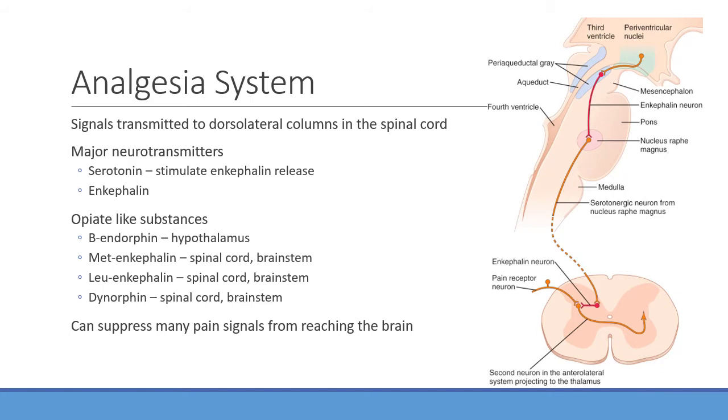And that's good because we don't necessarily want to always have these really strong pain signals. We want to be able to deal with it to some degree. You're going to find that the neurotransmitter serotonin is really important to help with this enkephalin release, and then the enkephalins themselves. These are considered opioid-like substances. So when you take something like heroin or morphine or codeine or fentanyl, any of these drugs, they are working through these same pathways and these same receptors. Some of these include things like beta endorphin, met-enkephalin, leu-enkephalin, and dynorphin.